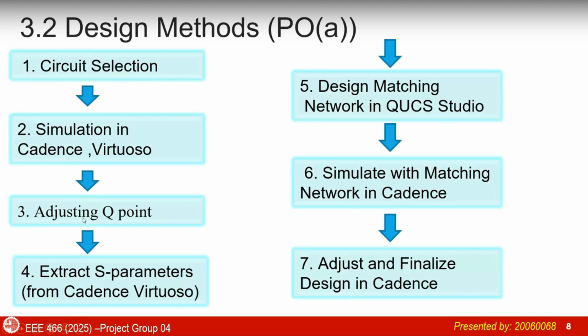Then we simulate the circuit in Cadence Virtuoso, and we all know that for designing an amplifier, the Q point is very important. So that's why we adjust the Q point of our circuit. Then we simulate the S parameter in Cadence Virtuoso and extract the S parameter from our circuit. Then we need to design a matching network. For this purpose, as my groupmate said earlier, we use QUCS Studio. Here we input the S parameter and get our relevant matching network. Then we simulate our circuit with the matching network, and finally we adjust and tune different parameters of our circuit to get all the desired requirements.